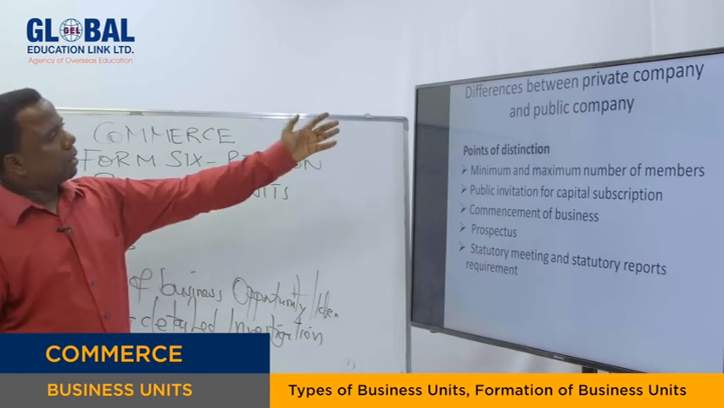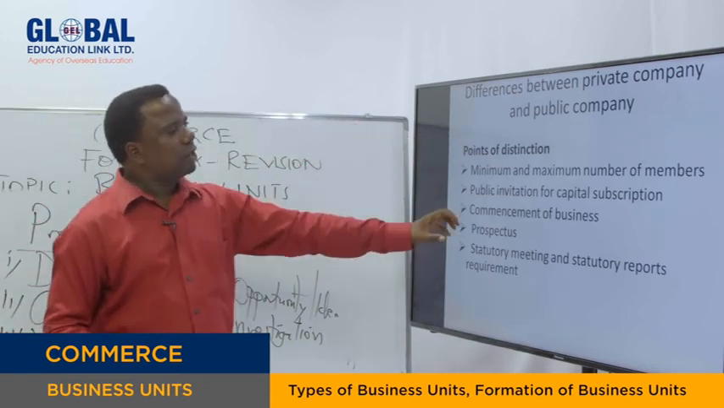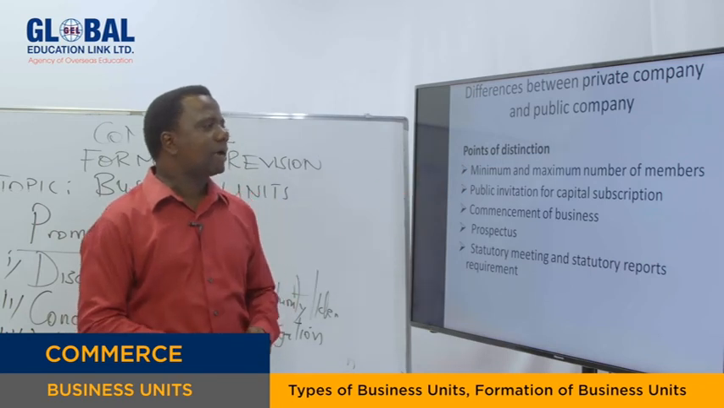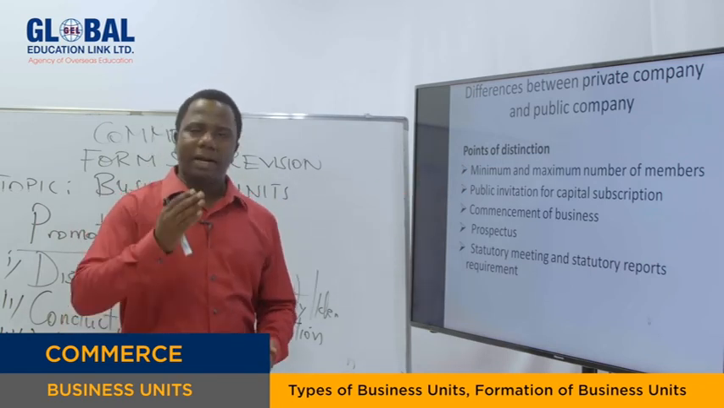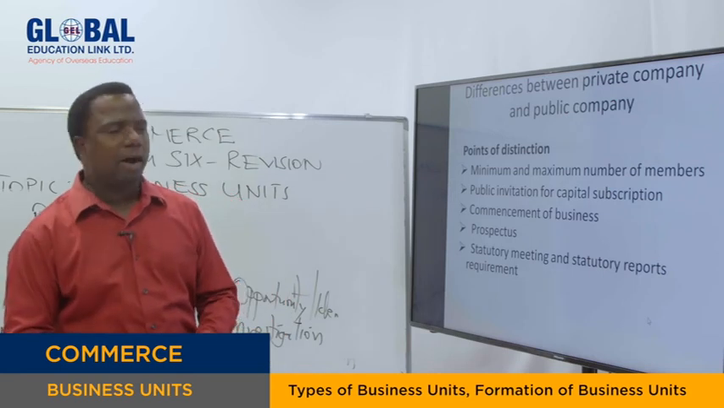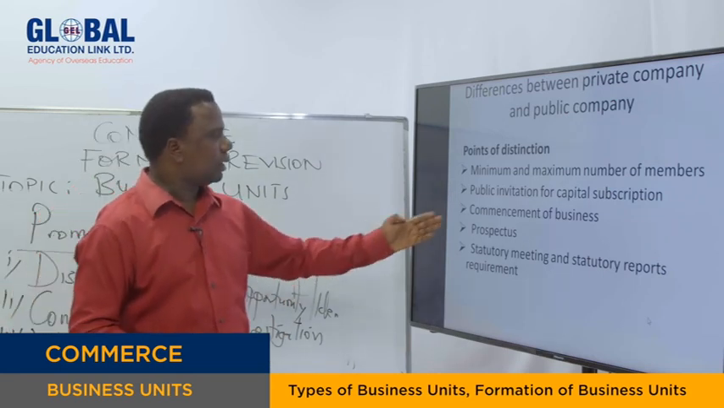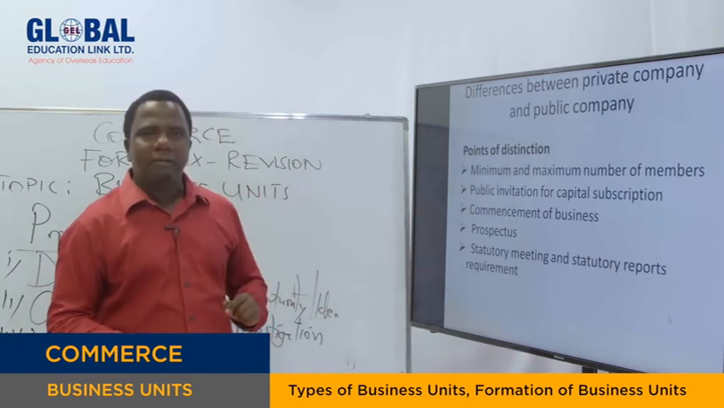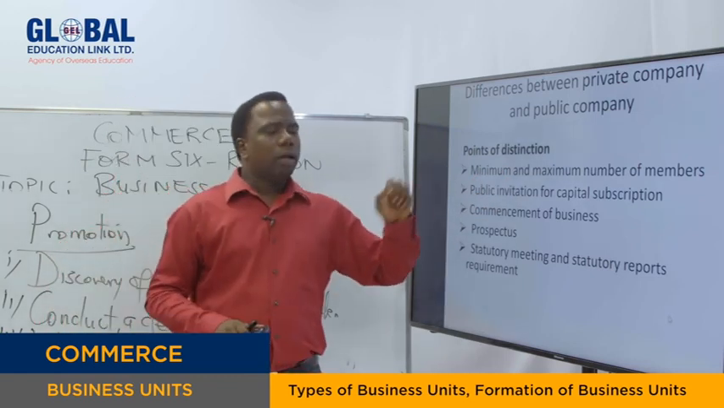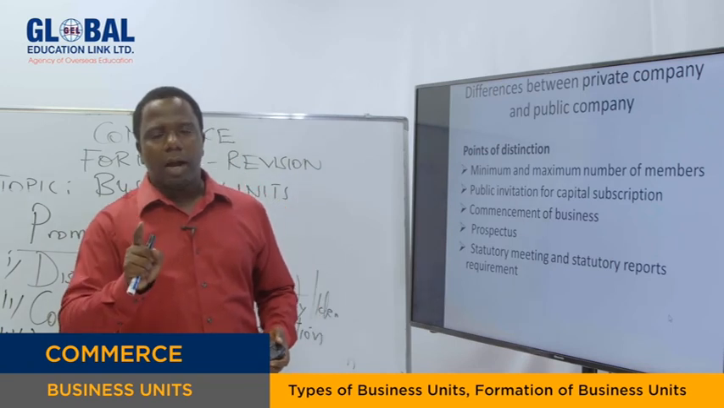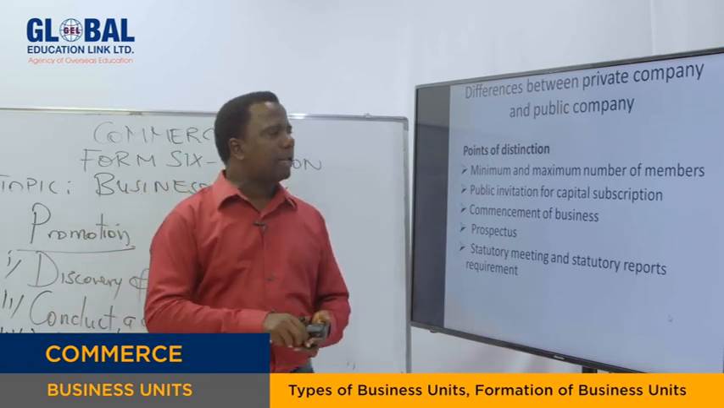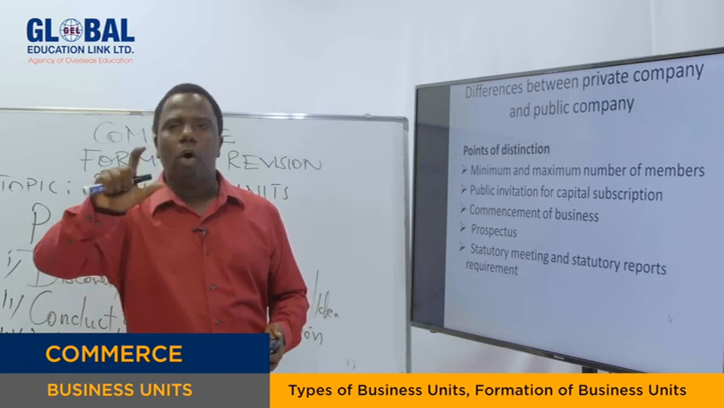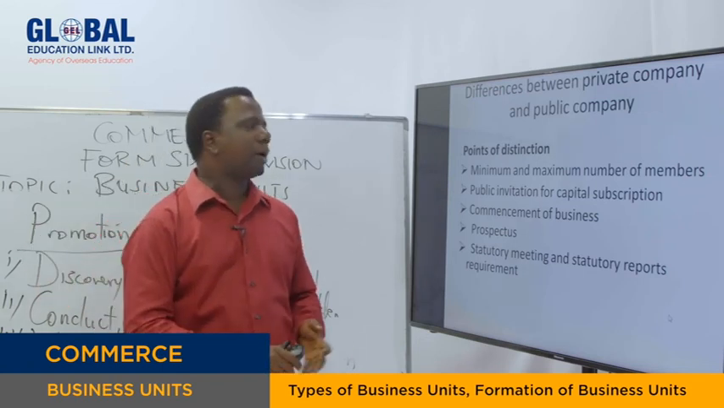Now, another thing to remind you is the difference between a private company and a public company. So public companies and private companies differ in the following ways. Number one, minimum number and maximum number of members. In a private company, the minimum number is 2 and the maximum number is 50, while in a public company the minimum number is 7, while there is no limit in a public company.